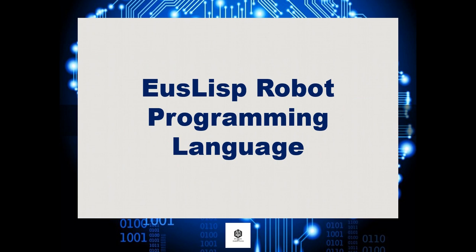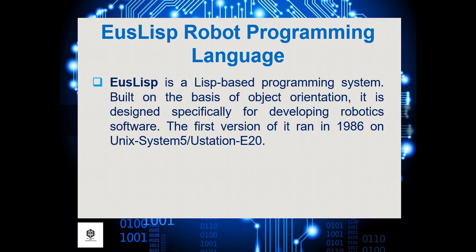EusLisp robot programming language. EusLisp is a Lisp-based programming system built on the basis of object orientation. It is designed specifically for developing robotic software. The first version of it ran in 1986 on Unix System V or a Sun Station.